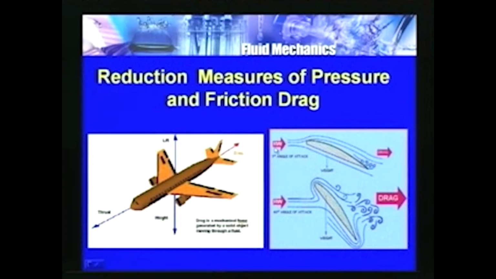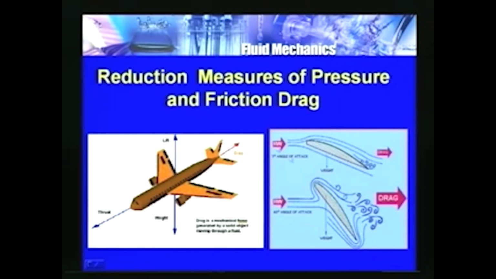So, before further discussing how to find the drag coefficient for laminar and turbulent flow with respect to the boundary layers, we will first discuss how we can reduce the drag effects on bodies, either moving or stationary, in a fluid. The topic we are going to discuss is reduction measures of pressure and friction drag.